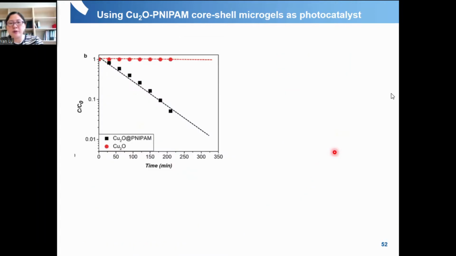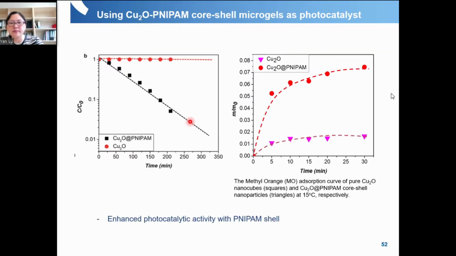Then we measured the two systems. One is the pure cuprous oxide. And you see, after coating with PNIPAM, the black points here, you can enhance the photocatalytic activity of the system. And this we can also confirm. We measured the absorption properties of methyl orange for these two particles.